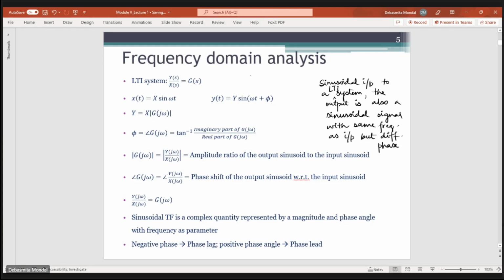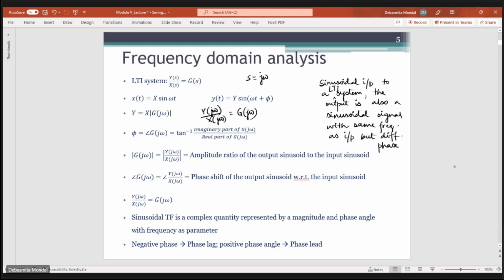So you can write that, and now from this equation, if you substitute the value of s, so let us substitute s with j omega. So you can write Y(j omega) divided by X(j omega) will be equal to G(j omega), right? Similarly, if you want to express it in the magnitude form, you can write Y(j omega) by X(j omega) will be equal to G(j omega), correct? And since this is a complex quantity, it will have a magnitude and a phase, so there will be two components.